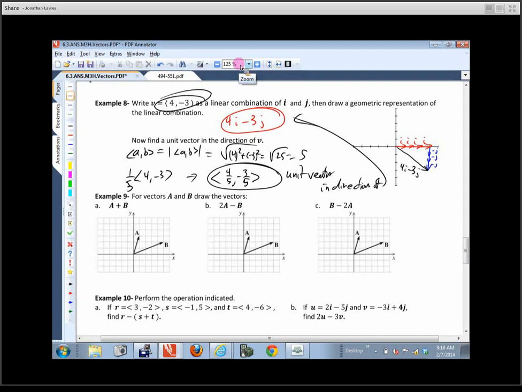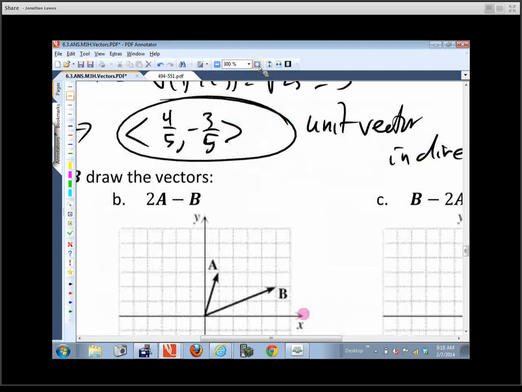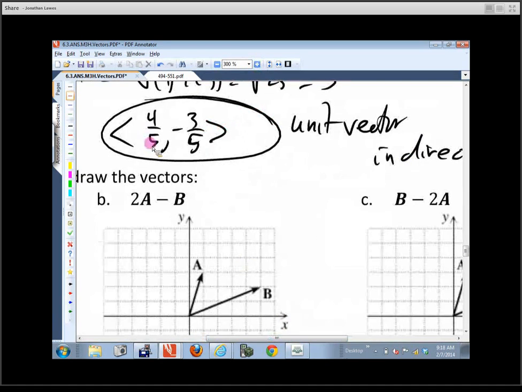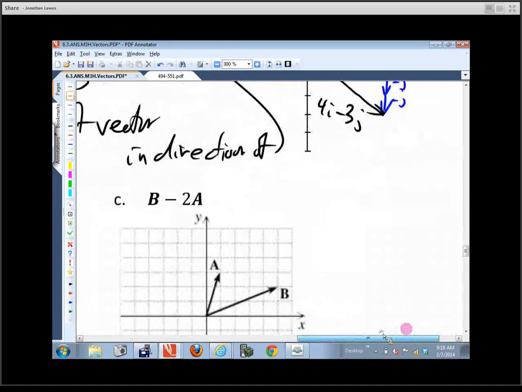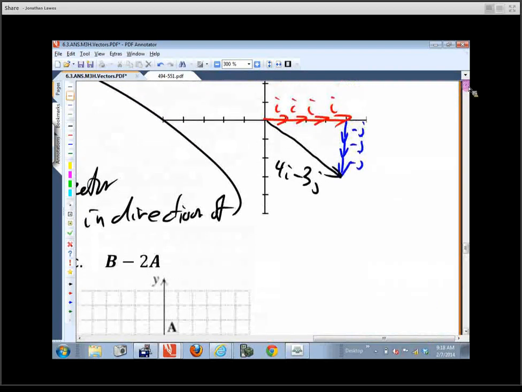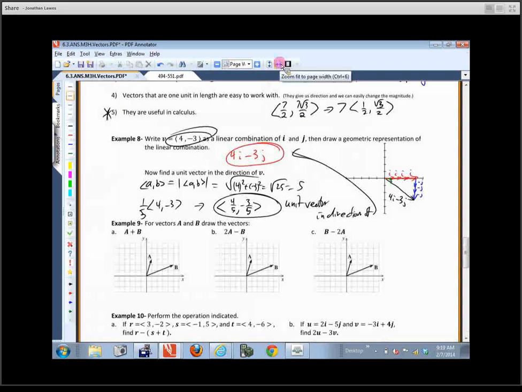Everybody good there? Okay, so let me just show you what this would look like. I'm going to zoom in on this for just a second. It's 4/5 comma negative 3/5. So 4/5 would be about right here, and negative 3/5 would be about right there. Wouldn't that put us in the same direction? Wouldn't that work? Okay. All right, you've got a couple problems that ask you to do that.